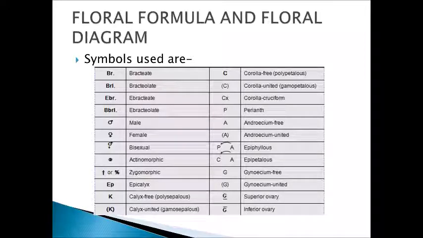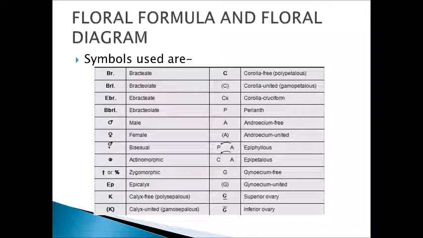If the flower is bracteate, that means green bracts are there, then that is a bracteate flower. For that, the symbol used is Br. Bracteolate, small bracts are there, then it is BRL. Ebracteate, without bracts, that is EBR.